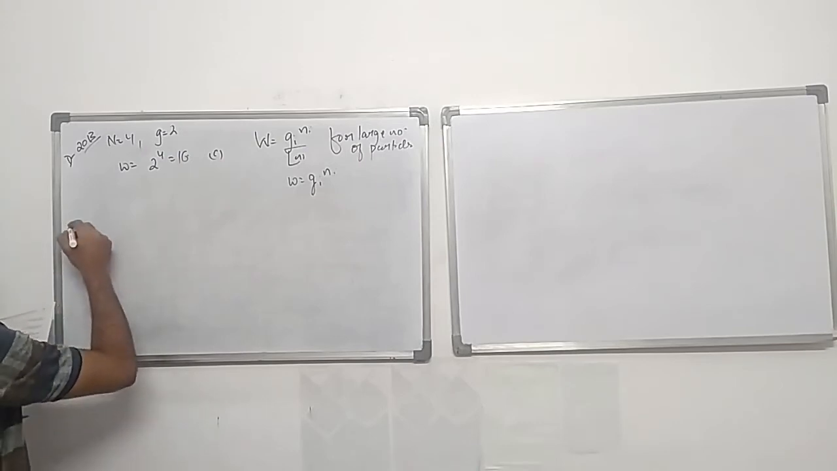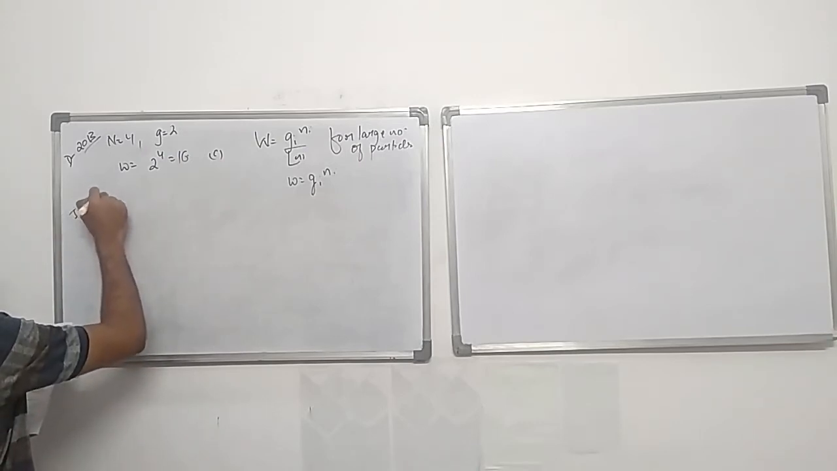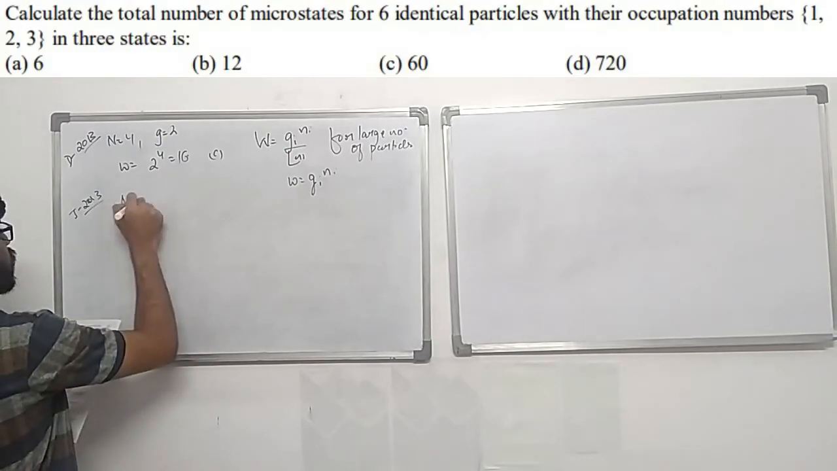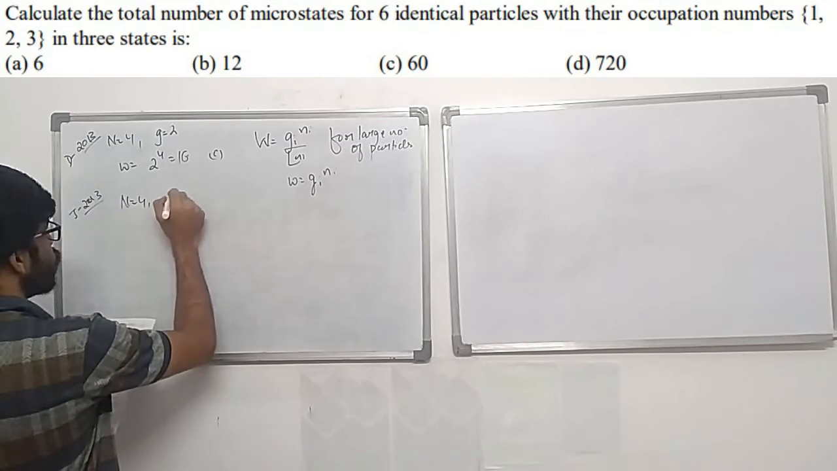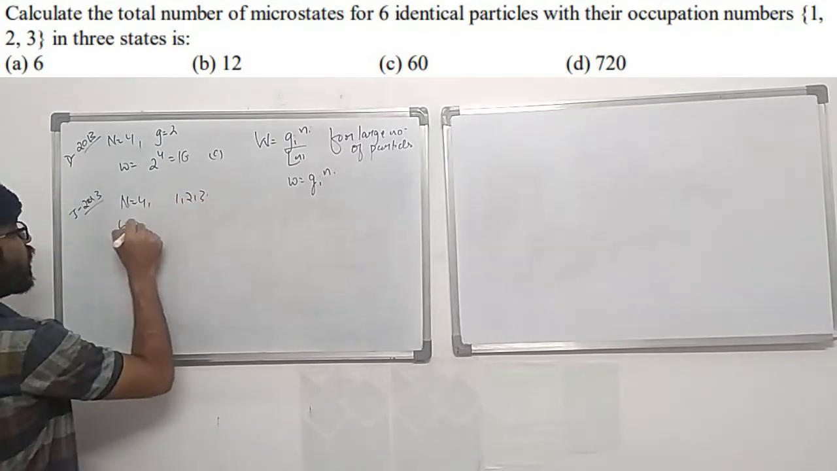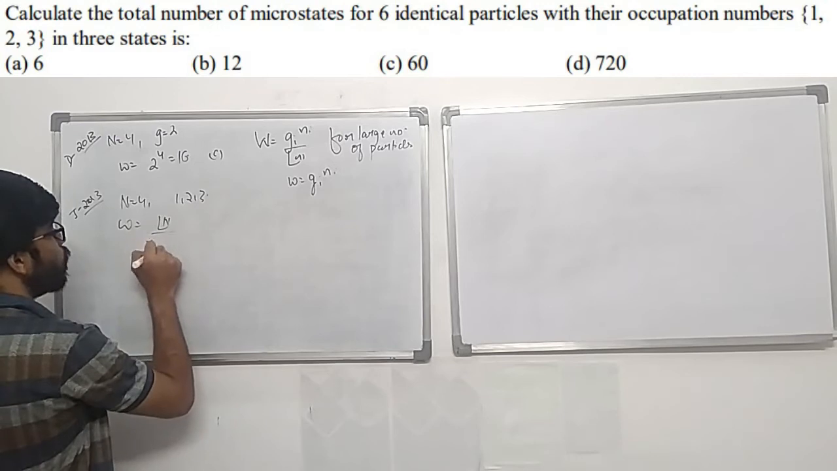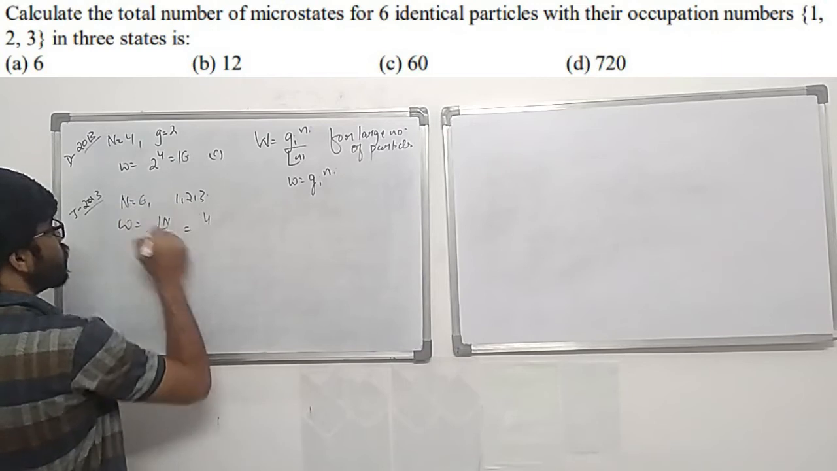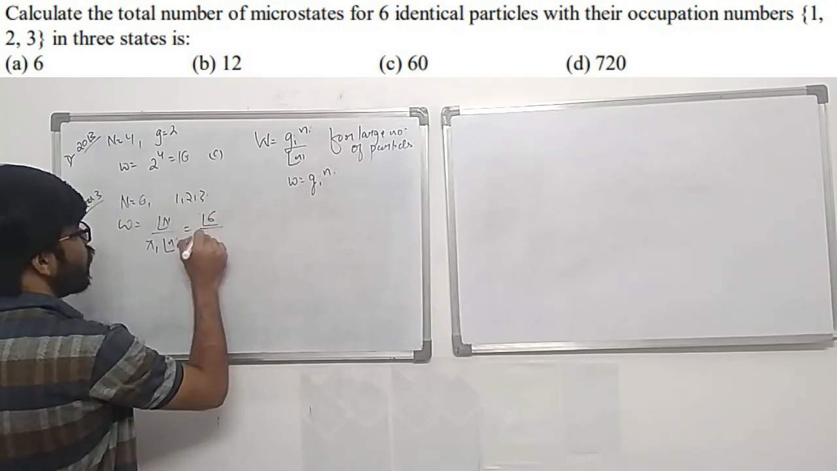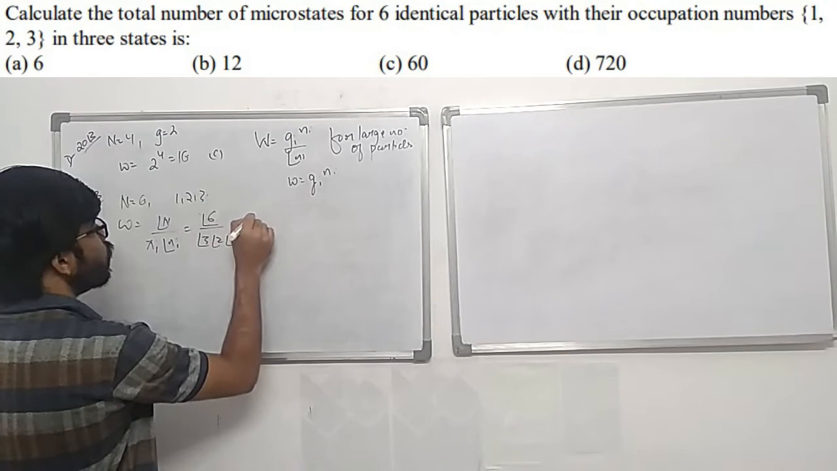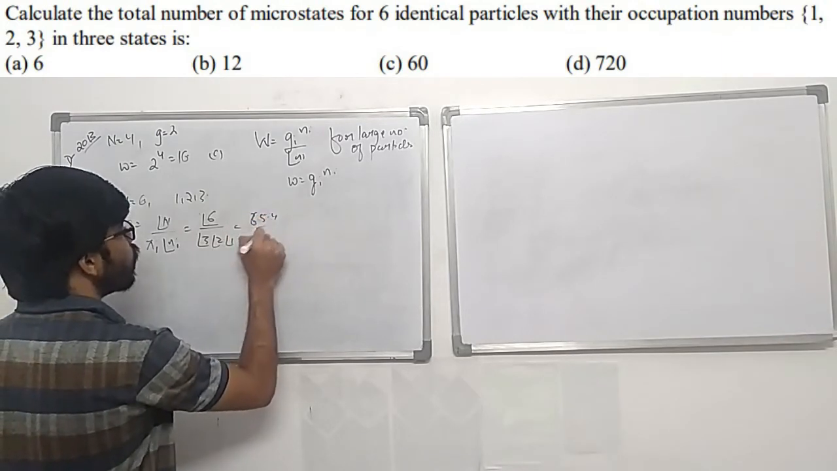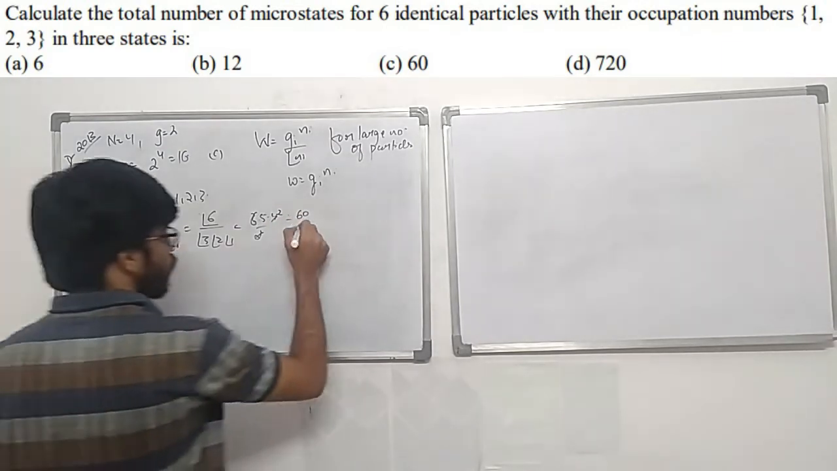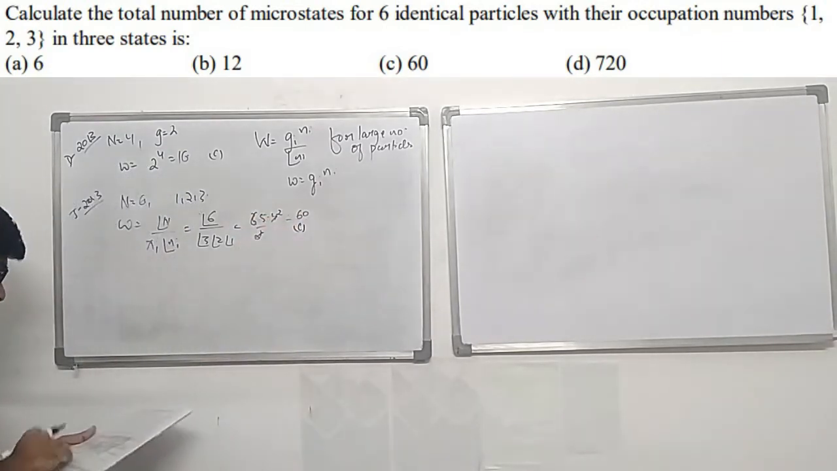So there is another question from June 2013, which says, calculate the total number of microstates for 6 identical particles with occupation number 1, 2 and 3. So this is as simple as that, N factorial by product of ni factorial. So this is 6 factorial by 3 factorial 2 factorial 1, 6 into 5 into 4 by 2. So you get 60, which is given in your option number C.